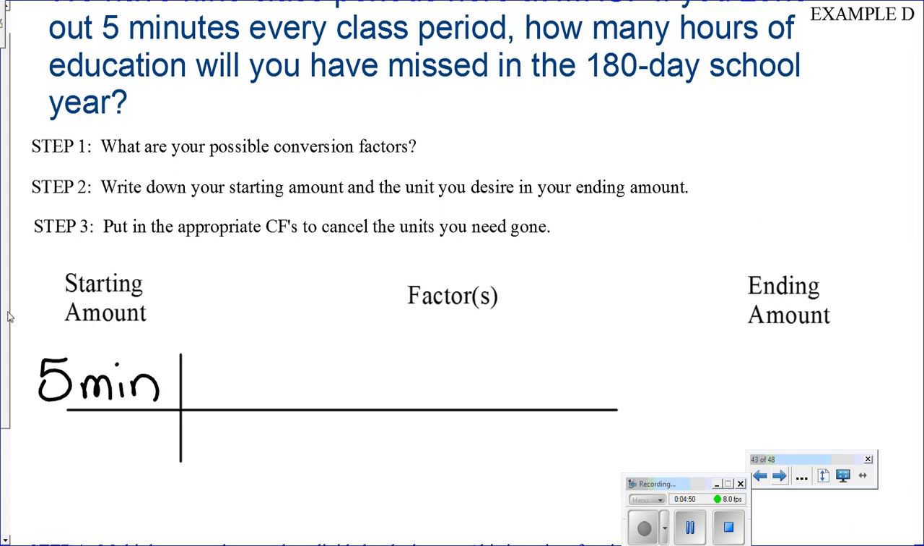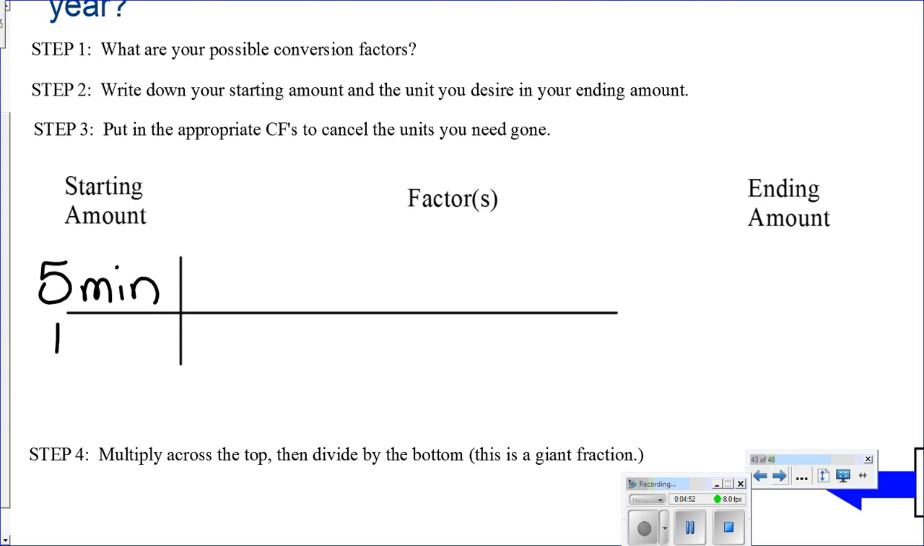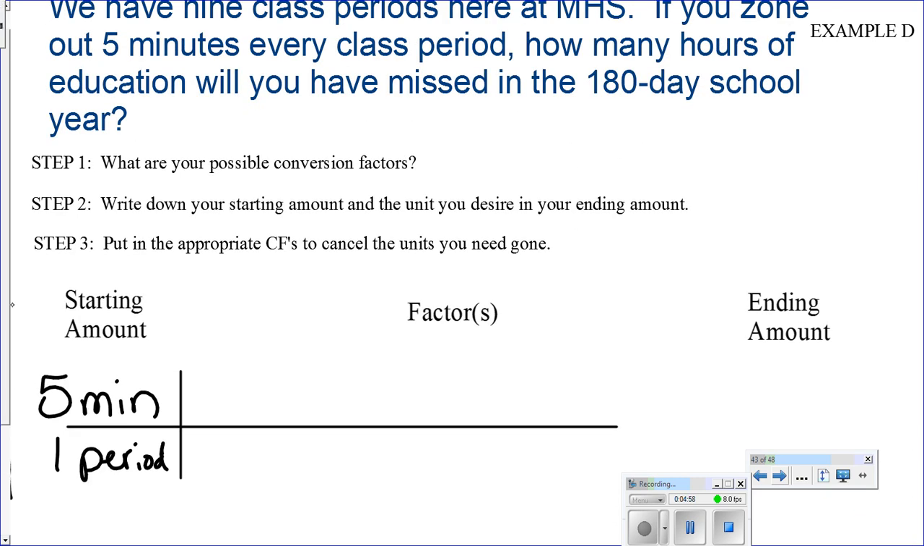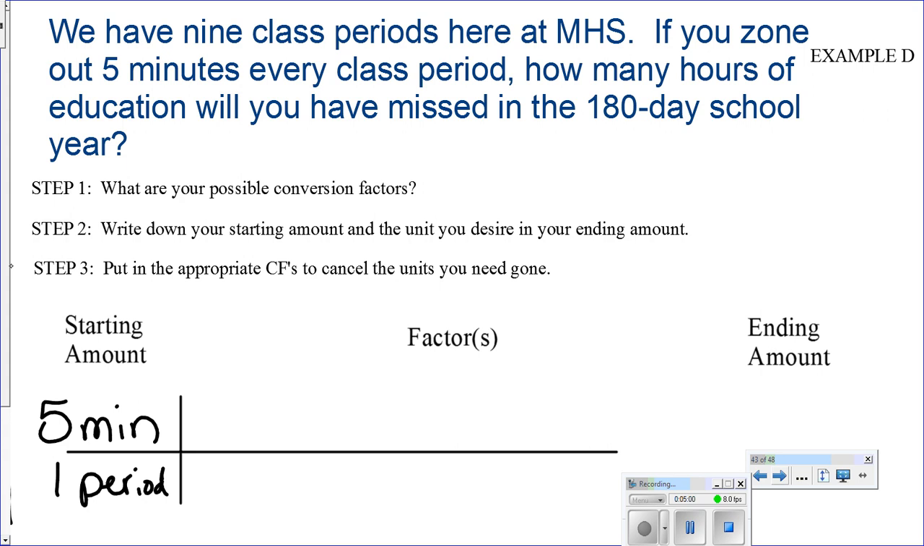I'm going to start us with 5 minutes per period. You have a lot of different things you can actually start with. You could start with 180 days. I just kind of made that decision. So you can actually start with things that are fractions, as long as they're equal to each other. So this is 5 minutes per period.